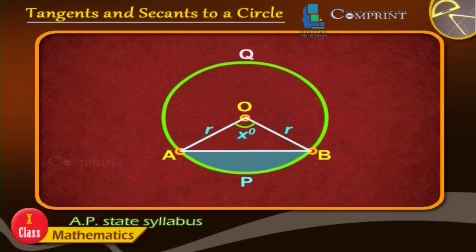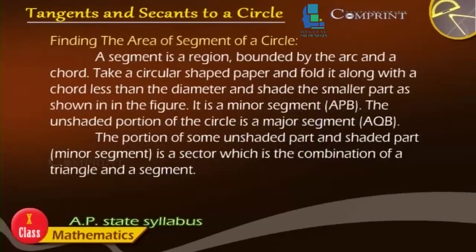The sum of the unshaded part and the shaded minor segment is a sector, which is the combination of a triangle and a segment.